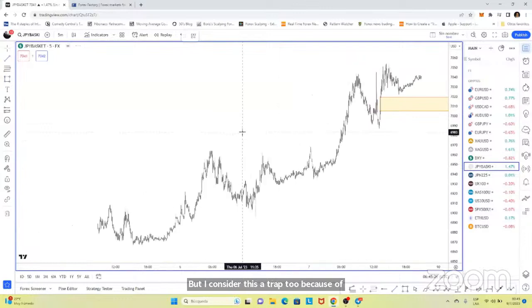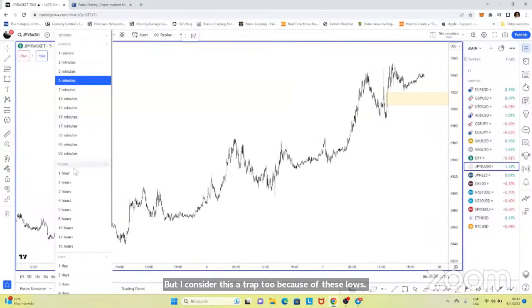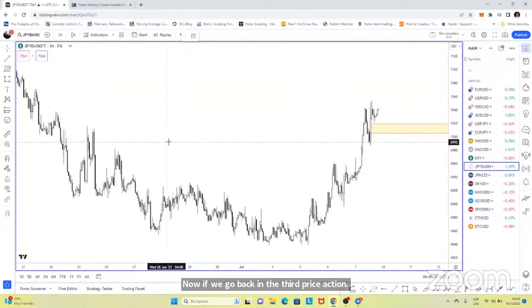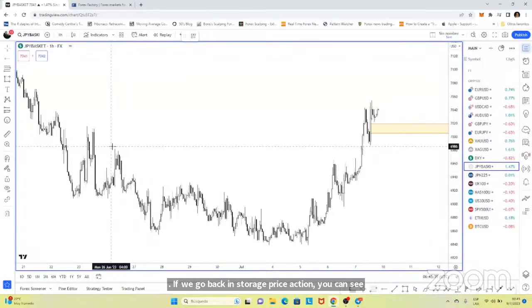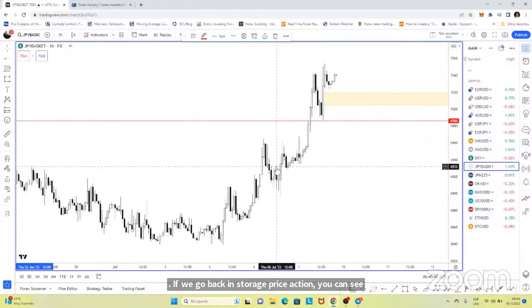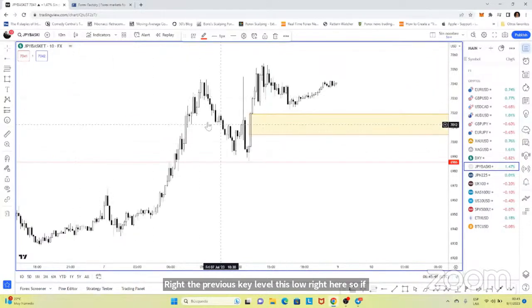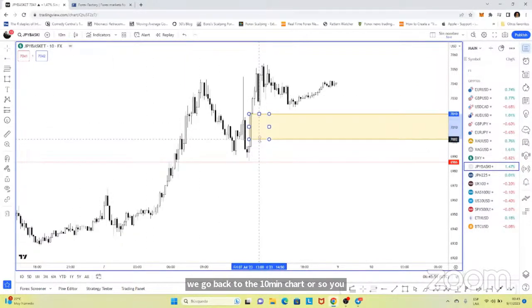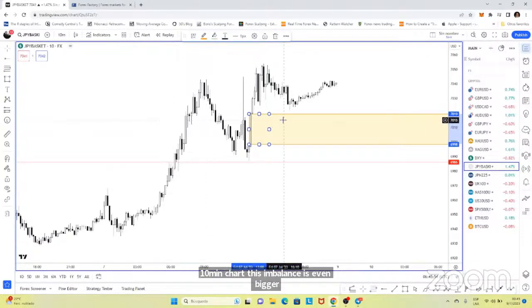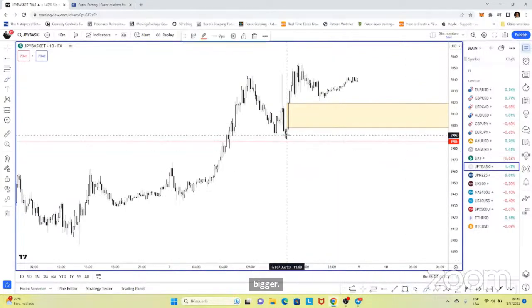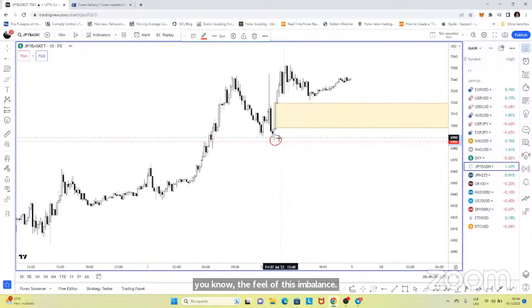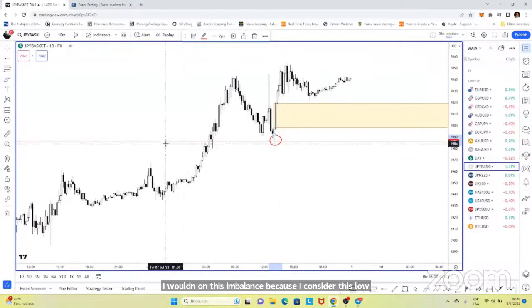Now, if we go back in historic price action, actually, I'm going to go again to the hourly chart. If we go back in historic price action, you can see that this is actually the previous key level, right? The previous key level, this low right here. So if we go back to the 10-minute chart or so, on the 10-minute chart, this imbalance is even bigger. So it really doesn't matter because I wouldn't trade the fill of this imbalance. I don't have a setup on this imbalance because I consider this low as a trap. I showed you guys that this is the level of the previous broken highs.